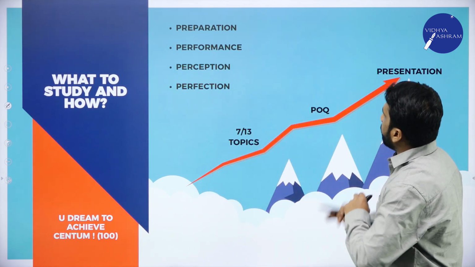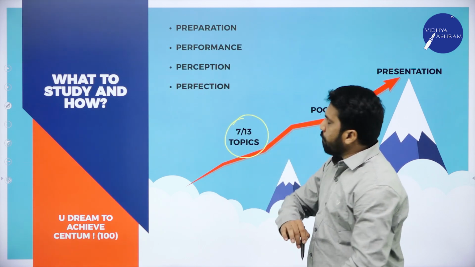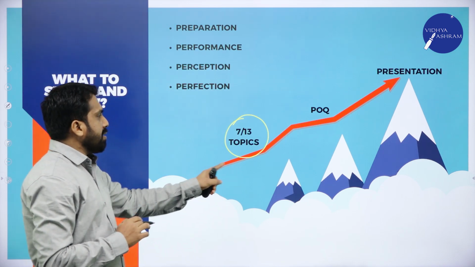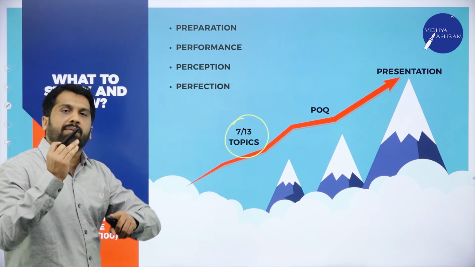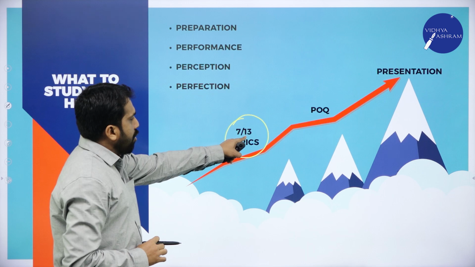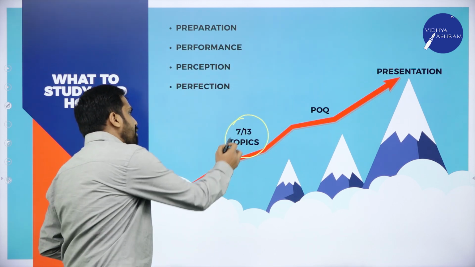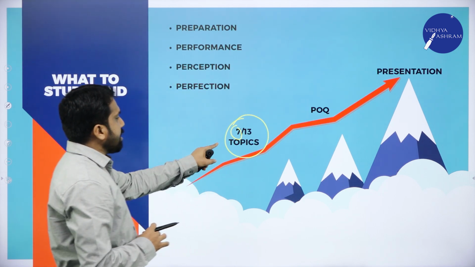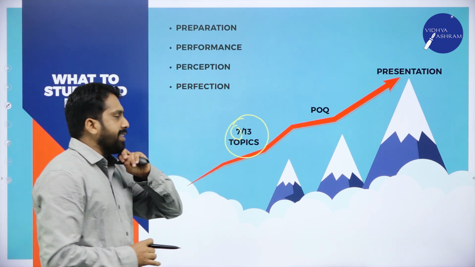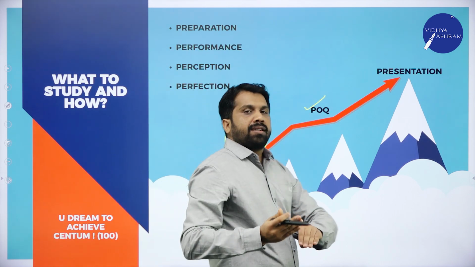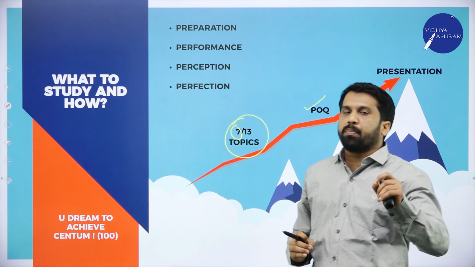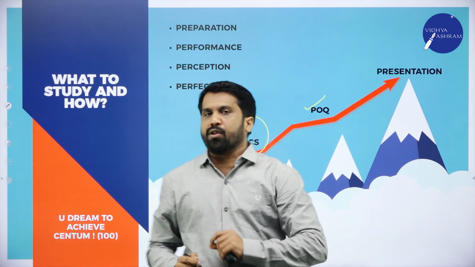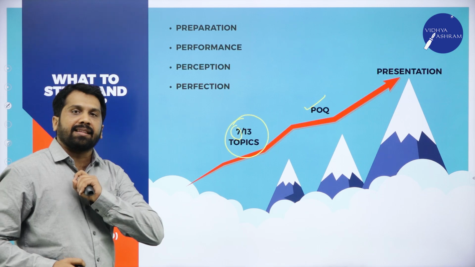How? Now, 7 out of 13 topics. Part A has 8 chapters. Part B has 5 chapters. 8 plus 5, how many chapters are there? 13. Out of 13, half of that. If you prepare for 7, the preparation must be perfect. 7 is sufficient. Second thing, POQ. Just now I explained what POQ is, practical oriented question. Under POQ, with only the format and pro forma, you can easily score 10 marks.